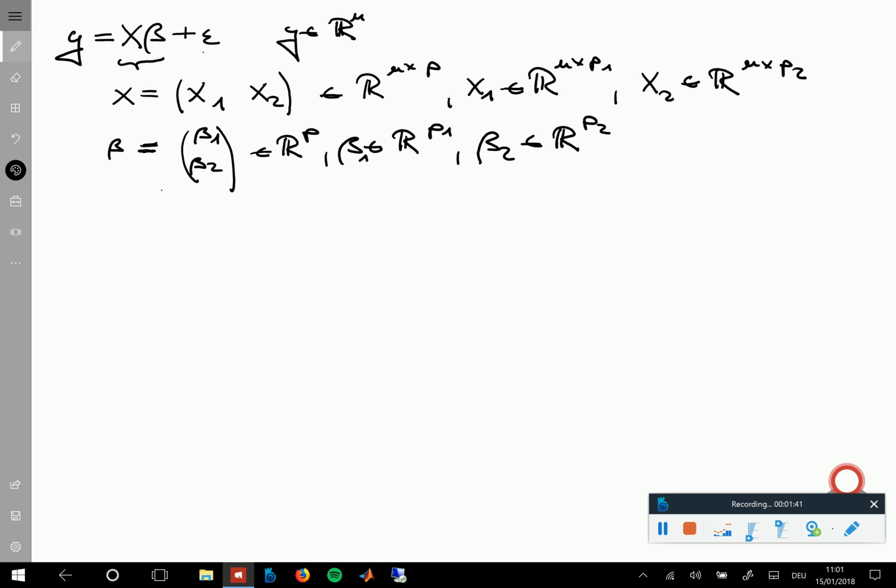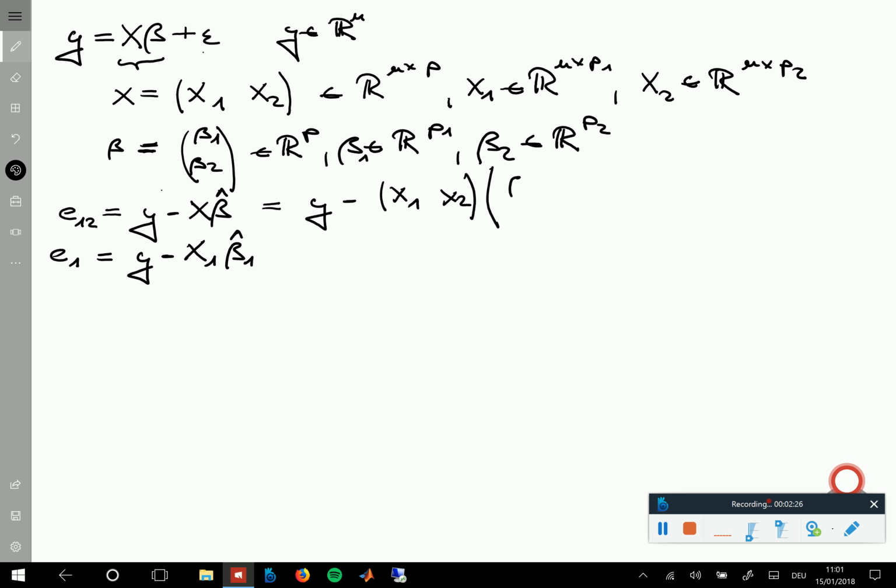And what we also defined are these errors under each model, where E12 was y minus x beta, without the brackets, and E1 was y minus x1 beta 1, and what I forgot here was the hat, because this was upon estimation. So this is of course the same as this.